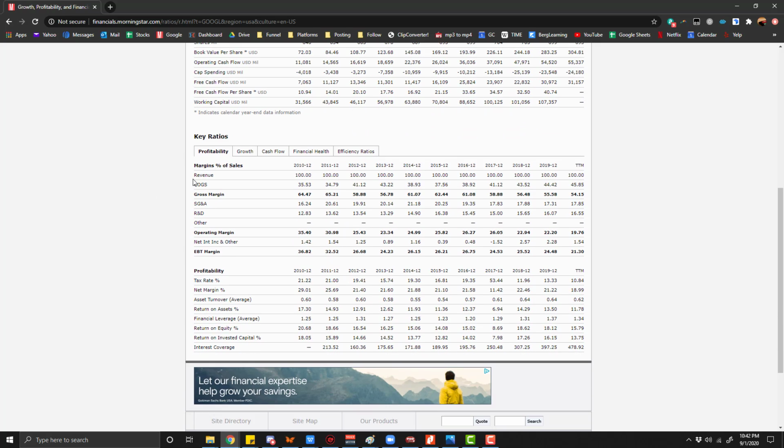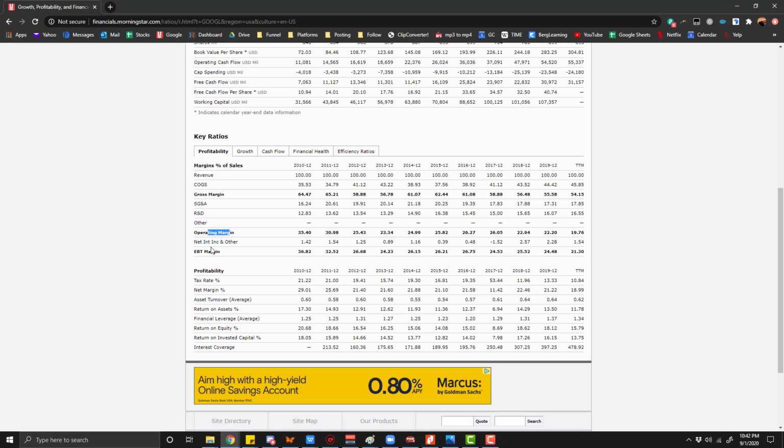You could take a look at the profitability ratios here. You could see some of these margins. The margins are pretty interesting to be looking at. The margins tell you how much they're keeping at the end of the day.